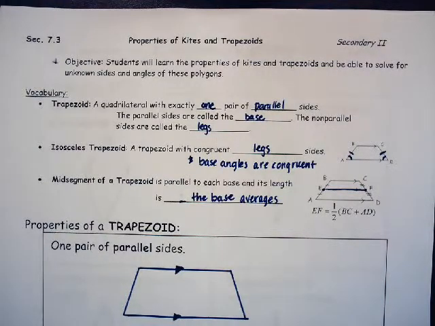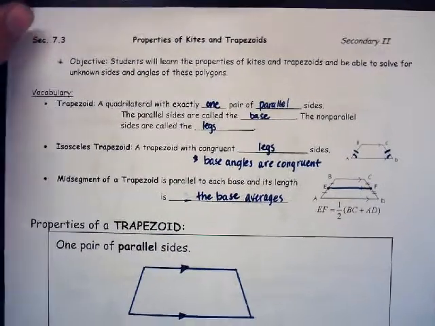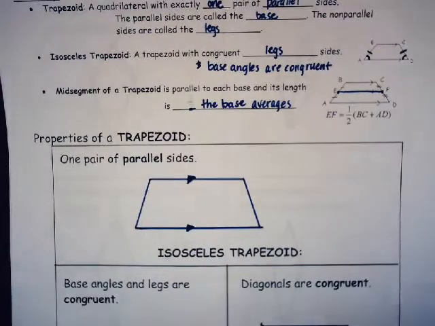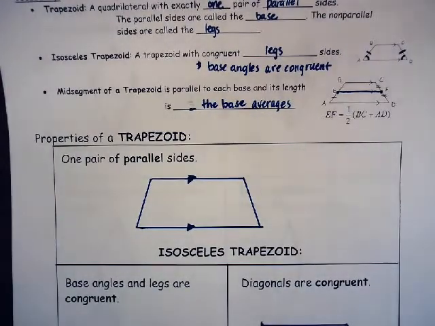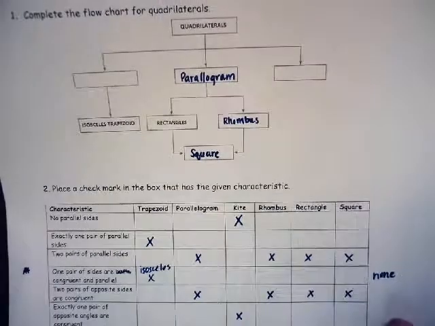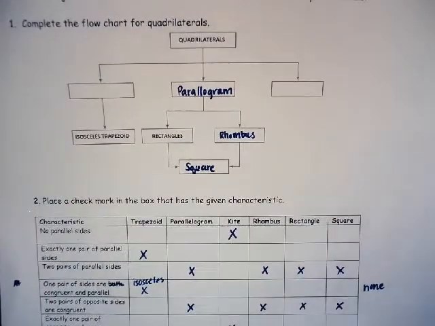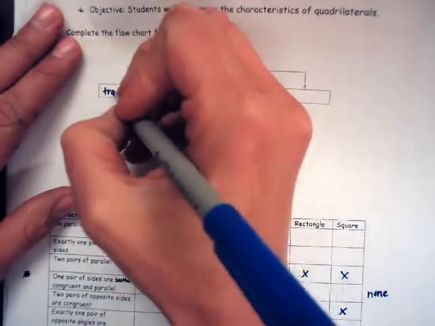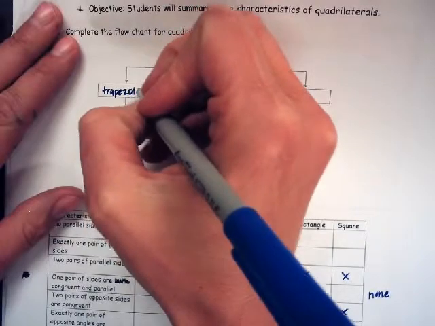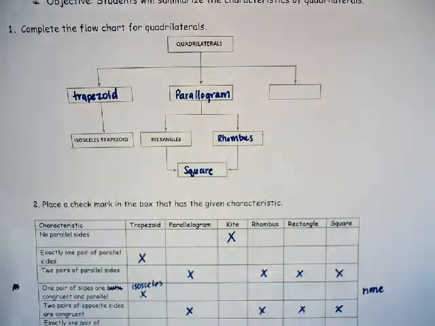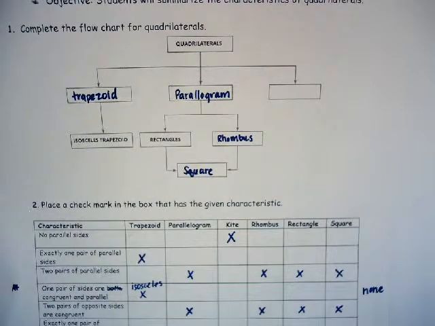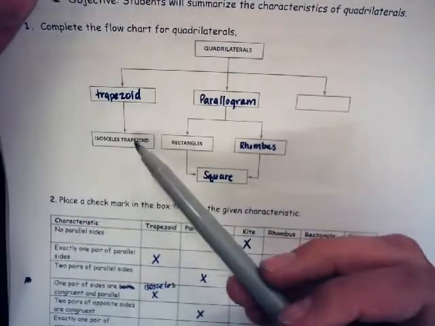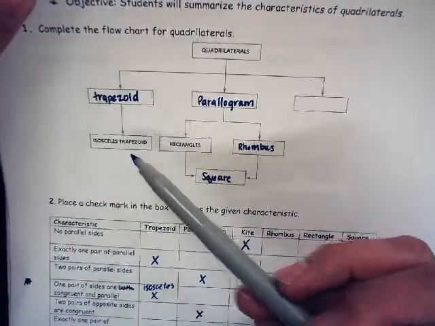So let's talk about the properties of a trapezoid. It has one pair of parallel sides. So a trapezoid is also in the quadrilateral family. If you'll turn really quick to your 7.6 notes again to the flow chart, a trapezoid is in the quadrilateral family, and we're going to draw it right here. Remember, a quadrilateral is a four-sided polygon. So all of these things that we're talking about are special quadrilaterals. Okay, and you'll notice under trapezoid is an isosceles trapezoid. We're going to talk about that today too.